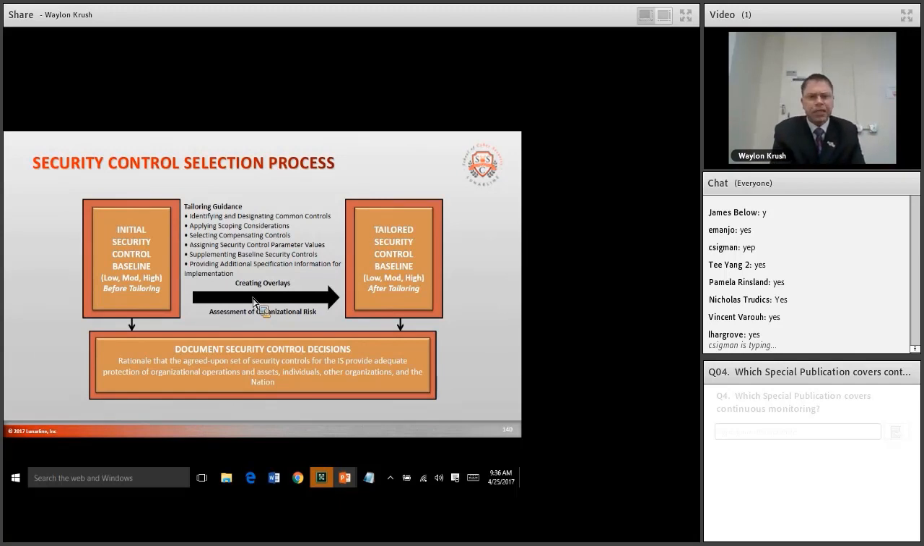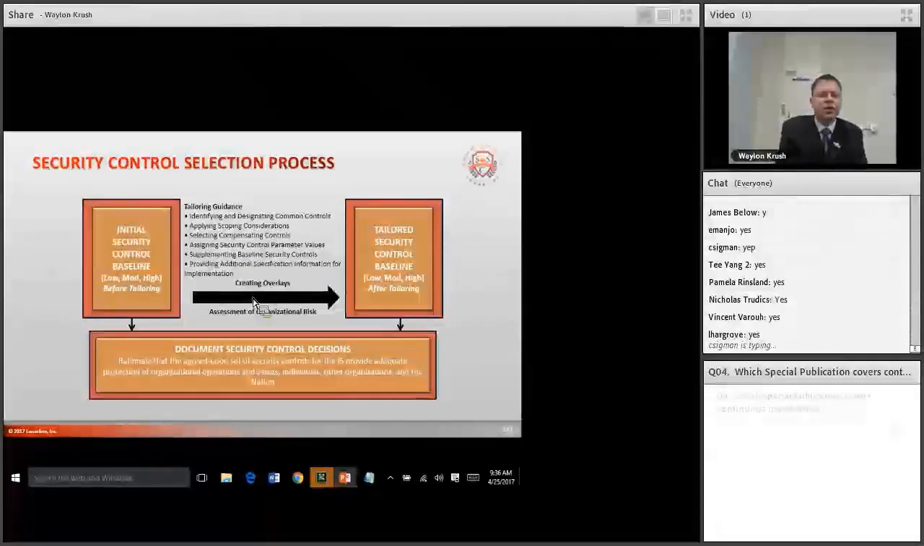And then we select compensating controls. What's a compensating control?